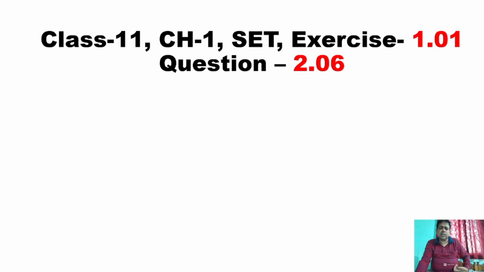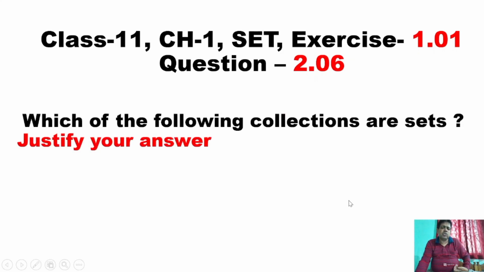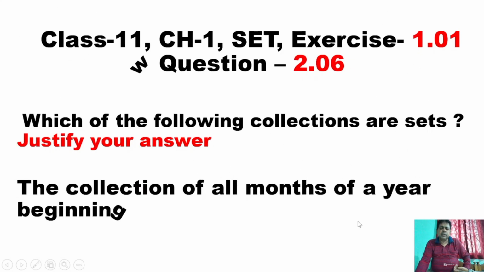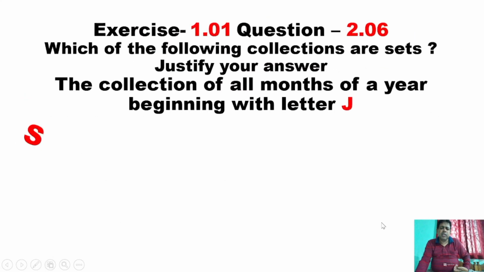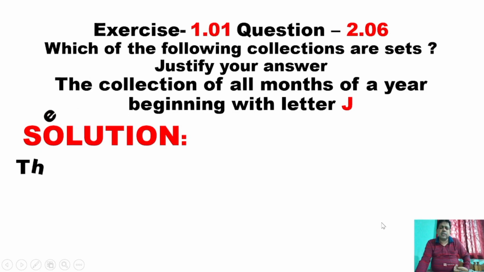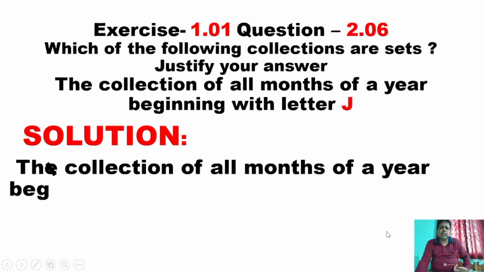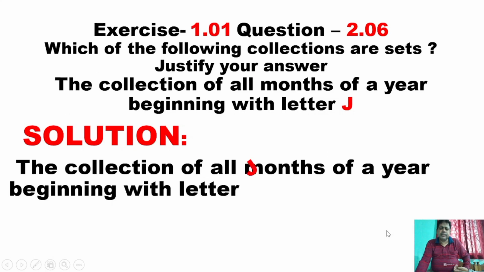Okay, next question 2.02, question number 2, bit 6. The collection of all months of a year beginning with the letter J. Is it a set? Yes, it is a set, because in the collection of all the months in a year beginning with the letter J, the elements are well defined.